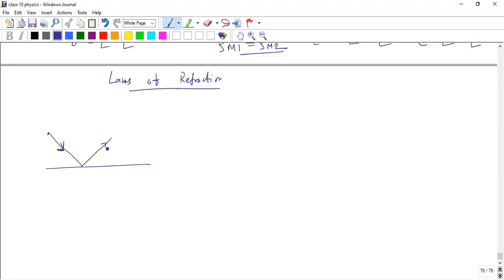Incident ray, refracted ray, and that is the normal, and the ray is bending towards the normal or away from the normal. Okay. That normal may not look like a normal, but that's the normal. That's the point of incidence. That is the line of incidence.